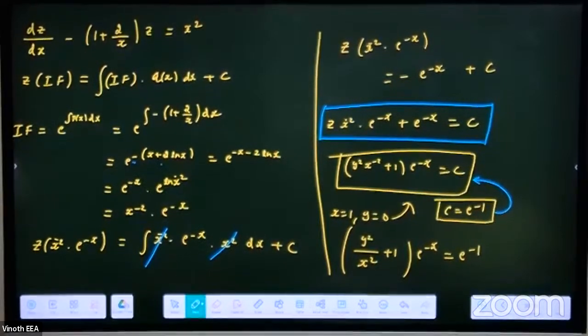Lengthy. Even homogeneous also will be lengthy. Homogeneous. Did you get the answer? Okay, we'll try that. Let's try this, it will take 5 minutes.